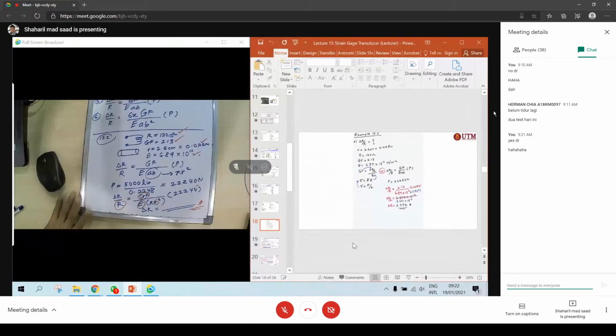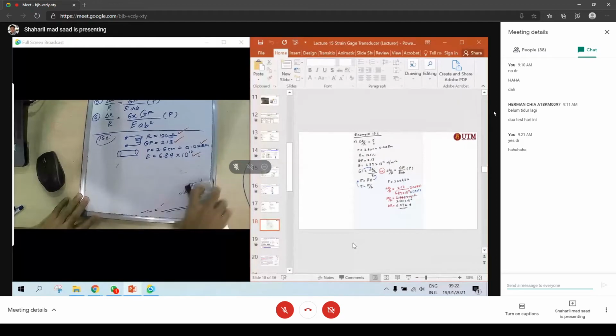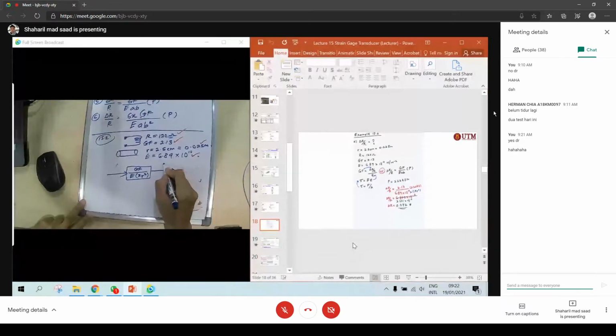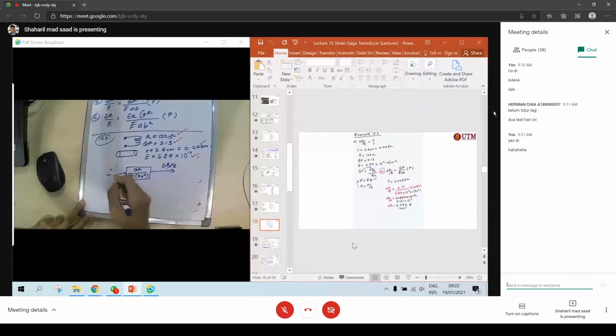Okay, done. So the concept is like I mentioned before, for the load cell, the block diagram for the load cell: GF over E, in this case pi r squared, and then you will get the ratio of delta R over R and this P. So when you apply 240 Newton, you will get the answer as delta R over R, something. Okay, all right. This is the formula.